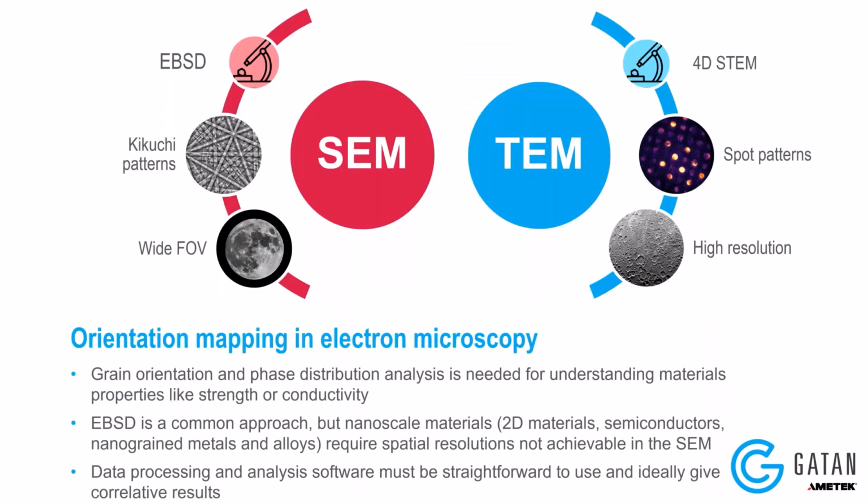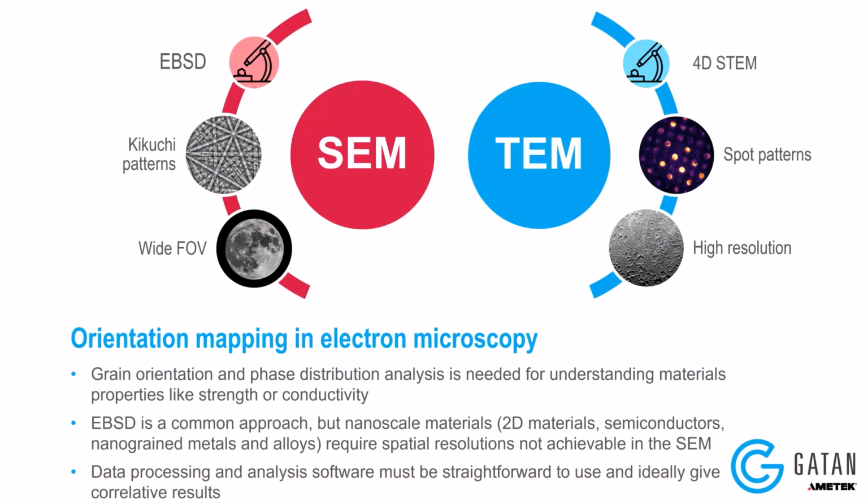Now, why are people interested in orientation mapping in electron microscopy in general? It's because you can look at the grain orientation and figure out the phase distribution of the materials you're looking at. You can do analyses like understanding grain boundary size and the distribution of the size of the grain boundaries, among many other things. And of course, the structure of the material relates to its properties. And so orientation mapping is a very powerful technique.